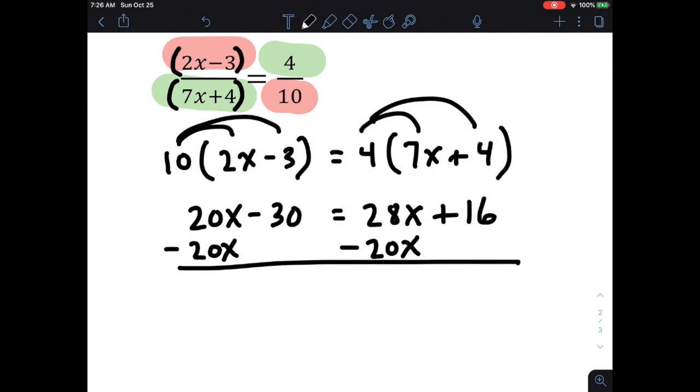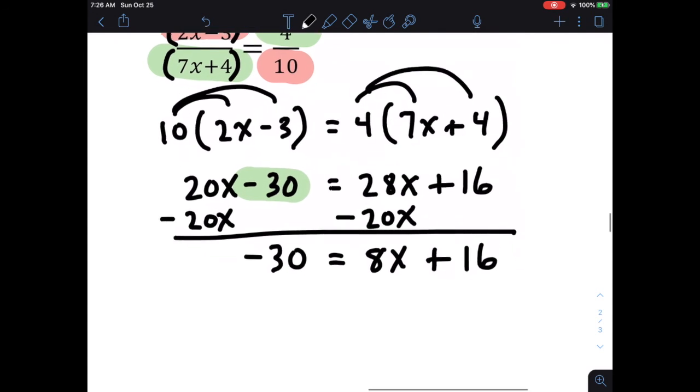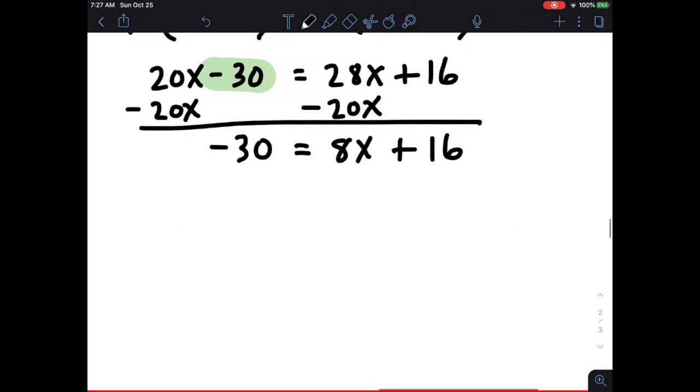And so this is one where we kind of easily make some mistakes. So I'm just going to highlight this thing that we need to bring down. So we've got to bring down that minus 30. So the minus 30 becomes negative 30 here. And then 28 minus 20 is 8. So this is 8x. And we have plus 16. Looks like I'm going to run out of space. Oh no, I got plenty of room. All right, so now I got the x's on one side. Now I need to get the numbers on the other side. So I'm just going to subtract 16.